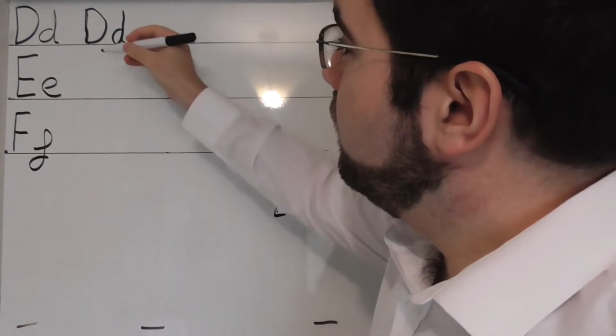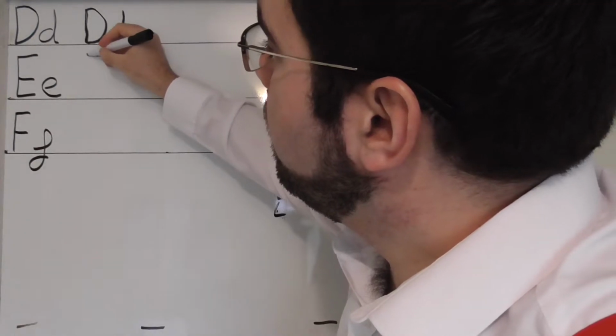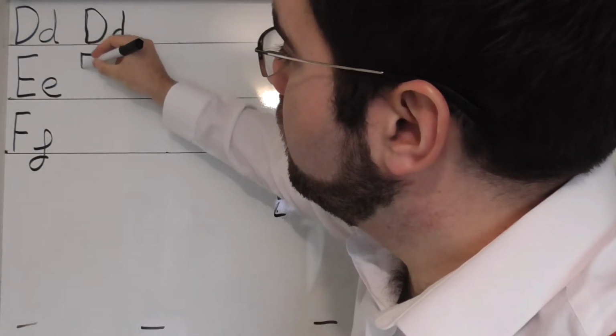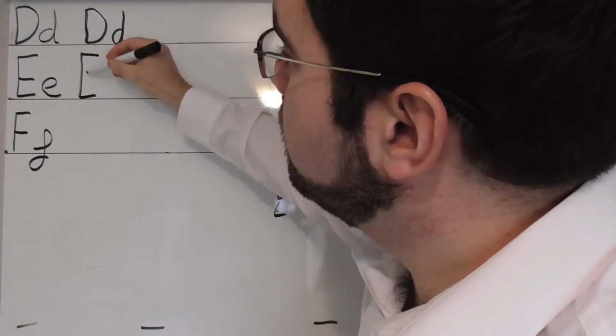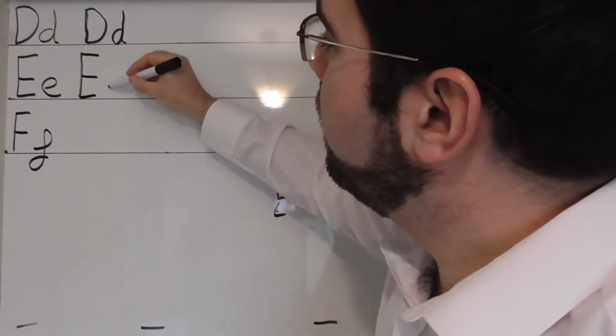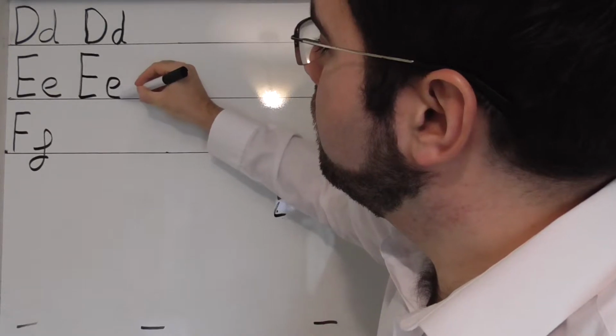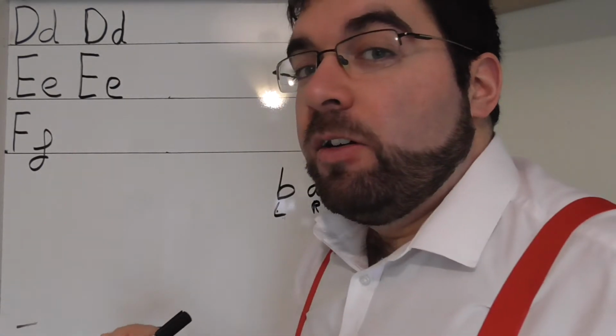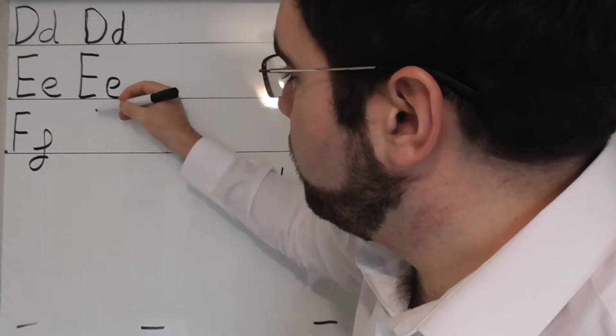Now E. E, let's go along here, and down, and across, and in the middle, E, and E. Very good. Very good. An F.